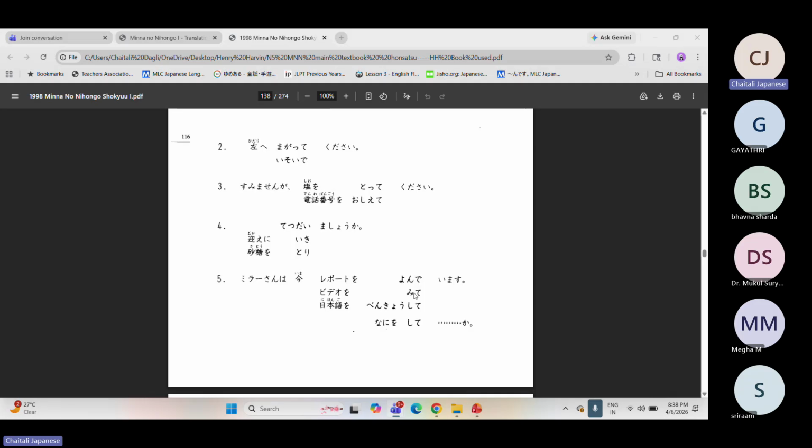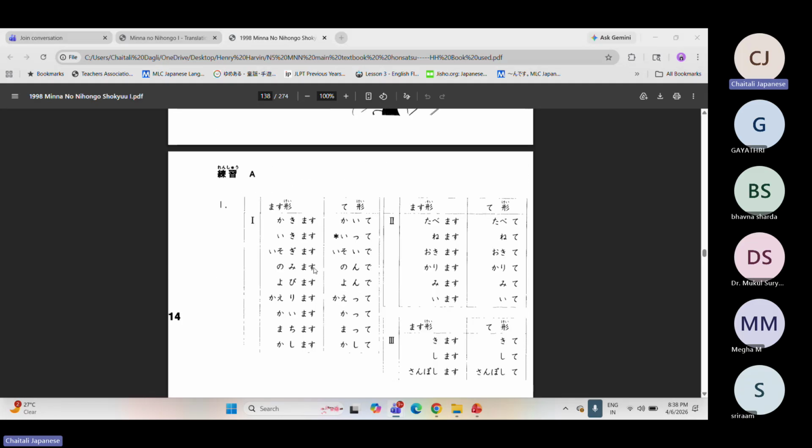Stem of the verb is nothing but when you remove masu from your verb and you keep the remaining word as it is. For example, from ikimasu, you're removing masu and you're keeping iki as it is. So this iki becomes your stem of the verb. Are we clear, everyone? Similarly, if you remove masu from nomimasu and you keep nomi, this nomi becomes your stem of the verb. Are we clear, everyone?